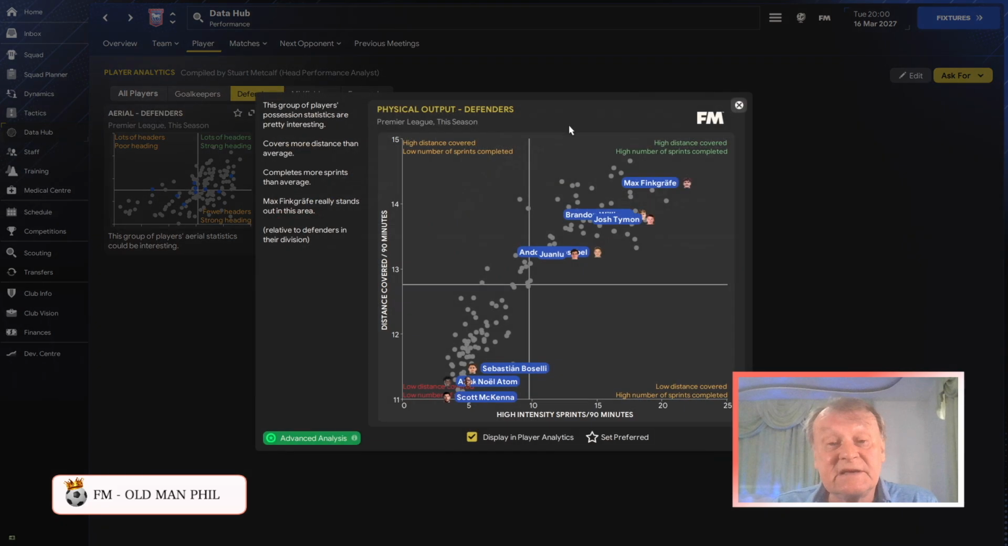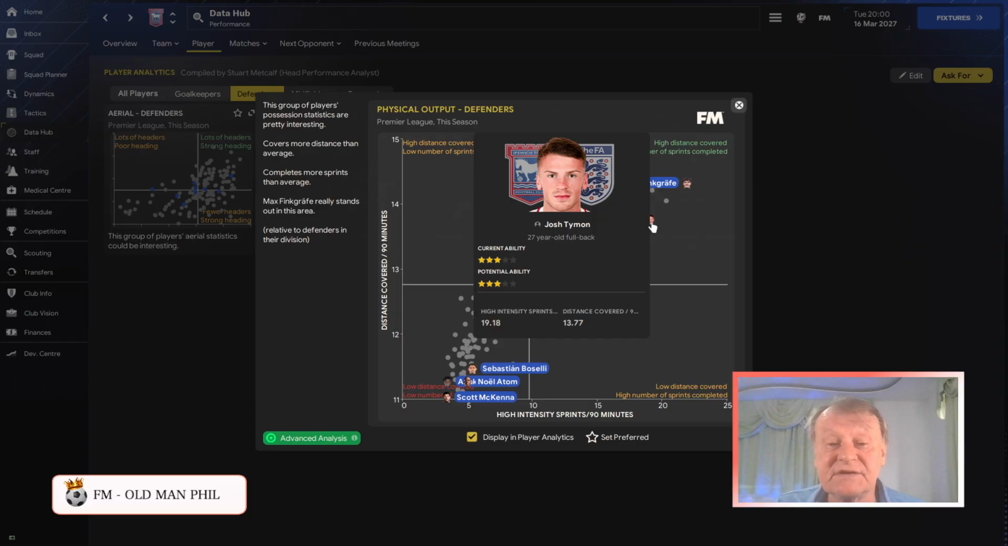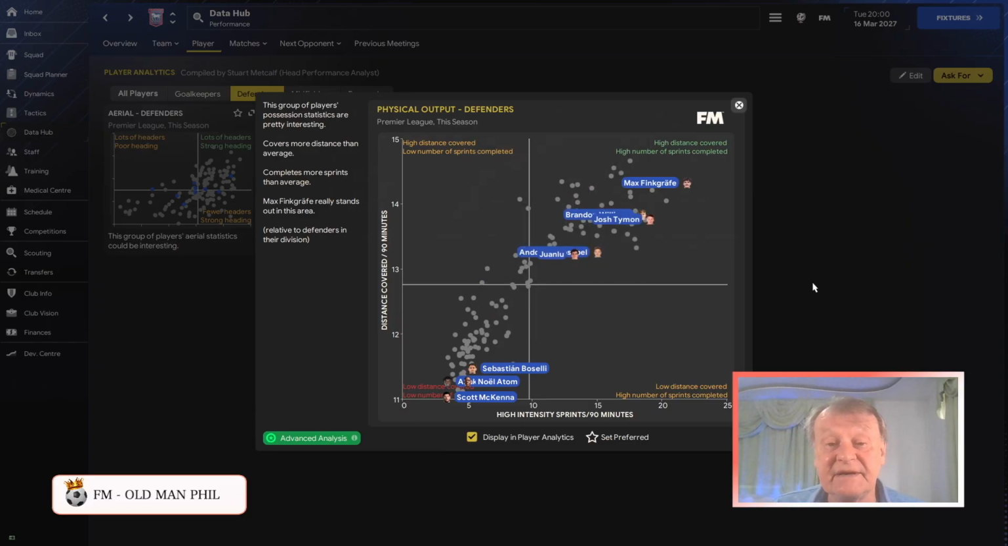And looking at the physical output of the defenders, you'd expect that the wingbacks would be putting in more effort into the game. The central defenders are going to be a little more sedentary and they're not exactly expending a lot of energy. But those that do, Max Fingraf, left back, is expending a lot of energy. And also Josh Tyman is putting in a very, very good physical performance. The right backs, Juan Lu and Garosabel, are not as effective in terms of sprints and high distance covered, but they are still in the right section of the data chart.